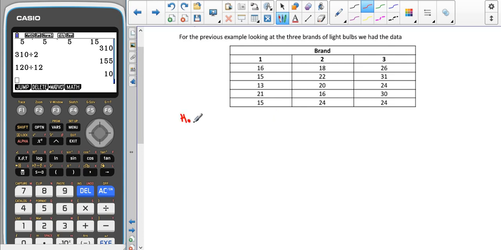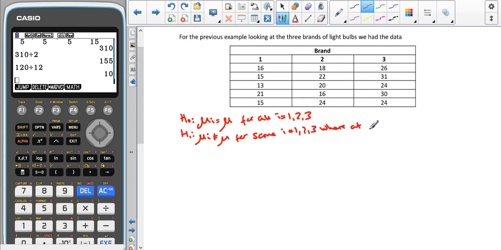So our H0 again is going to be that mu i equals mu for all i equals 1, 2, 3. Our H1 is going to be that mu i is not equal to mu for some i equals 1, 2, 3, where at least 2 means differ.